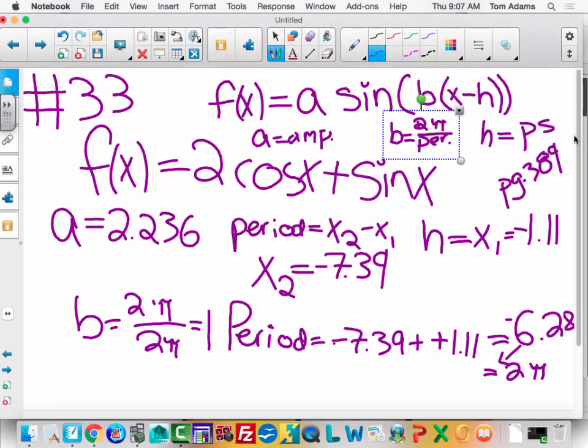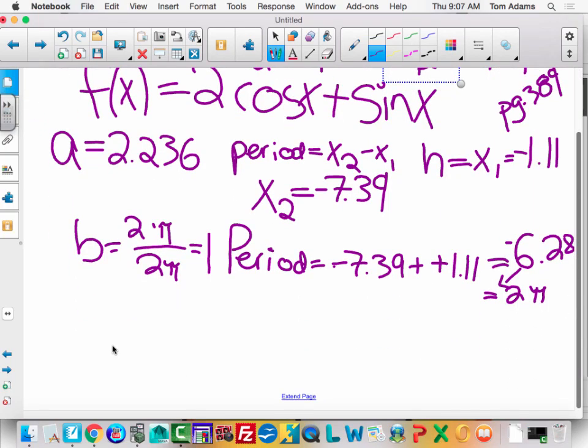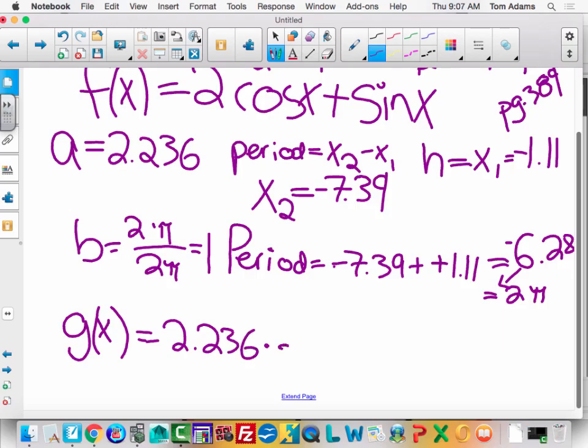So we have A, we have B. So way down here, we're going to put g of x. Why is it g of x? Because it's a different function, is equal to A, which is 2.236, times sine of, open parentheses, 1, open parentheses, x plus 1.11. And these are all decimal approximations.